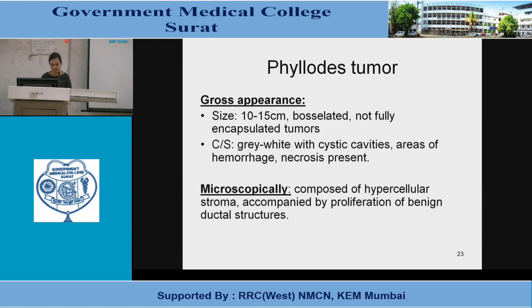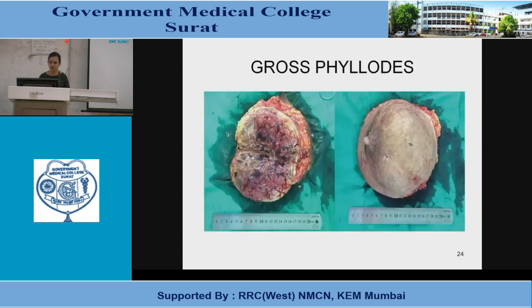Cut section is grey-white again. Cystic cavities are identified. Areas of hemorrhage, necrosis are present in this. And this is a differentiating point in case it is small from a fibroadenoma. Microscopically composed of hypercellular stroma accompanied by proliferation of benign ductal structures. So this is how the gross Phyllodes looks like. Can you see the whole breast is enlarged, and it is so huge that you can actually find it like a hypertrophy. You can see there is a huge breast on the unilateral side.